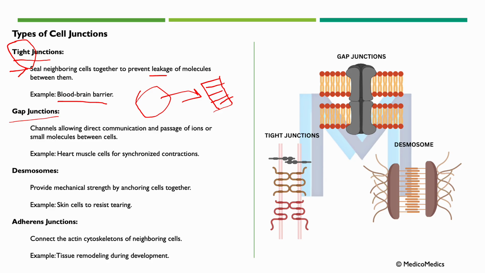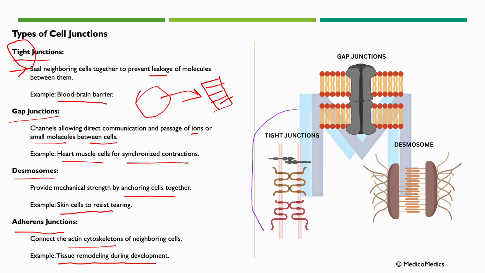Now, we also have gap junctions. These are channels allowing direct communication and passage of ions or small molecules between cells. An example is heart muscle cells for synchronized contractions. And then we have desmosomes. So these provide mechanical strength by anchoring cells together. Example, skin cells to resist tearing. Furthermore, we have adherens junctions, connecting actin cytoskeletons of the neighboring cells. An example is tissue remodeling during development.